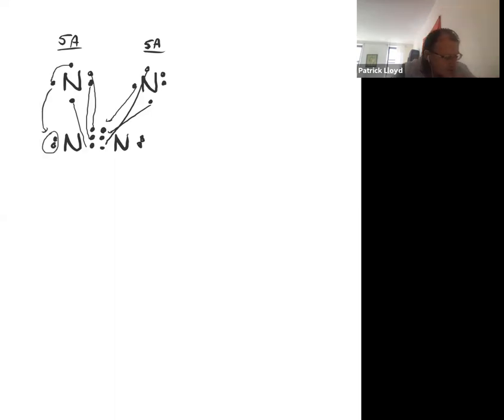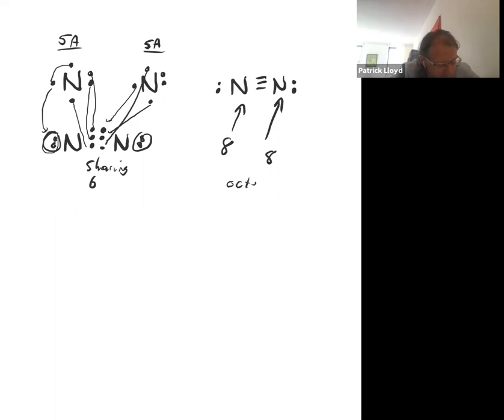Okay. So now look what happens. Now they're sharing 6 electrons. They each have 2 on the outside. So what does that do? That gives each of them 8 electrons. We can represent that with the line notation too. 6 electrons shared between the 2 atoms, 2 electrons not shared. So each one now has a total of 8. And again, that's our octet rule.